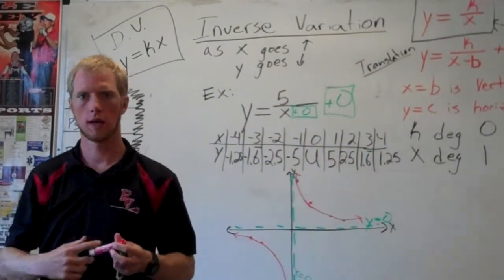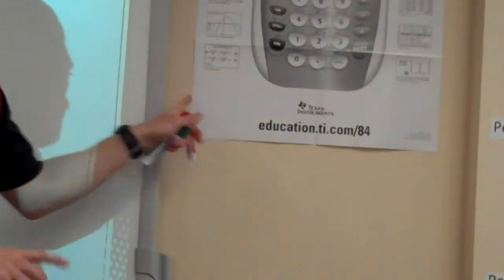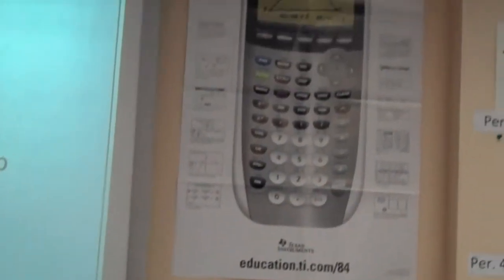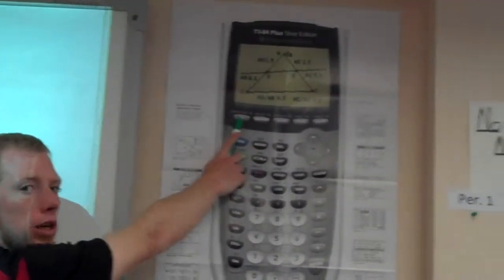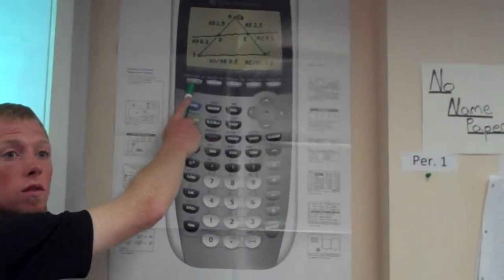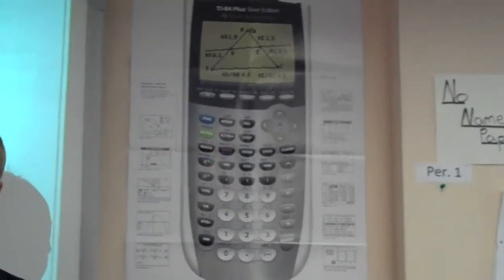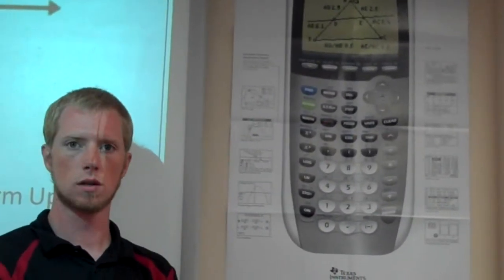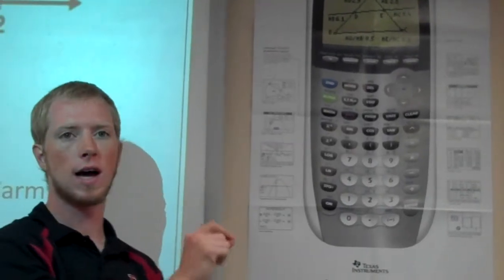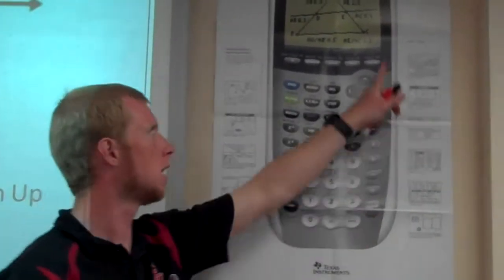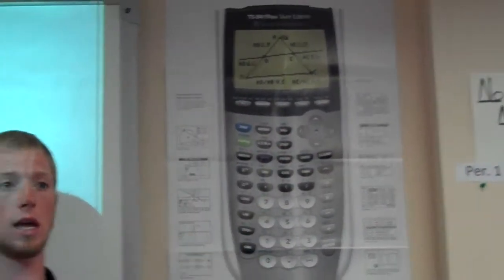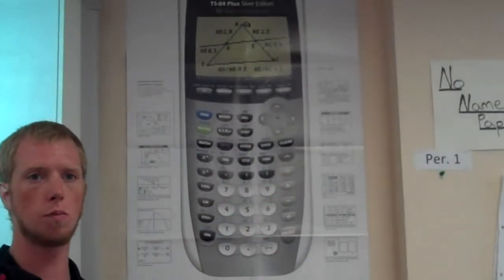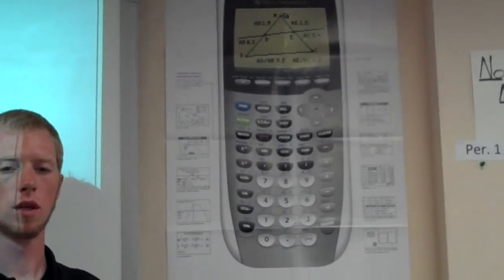Now, as we scroll over, let's look here at our calculator for a second. If you're using a calculator, this can actually be very easy. All you would have to do is hit your y equals button, clear out all of your equations, put in 5 divided by x, and hit graph. Hit zoom fit and it'll show you the picture. You could sketch the picture just as I did.